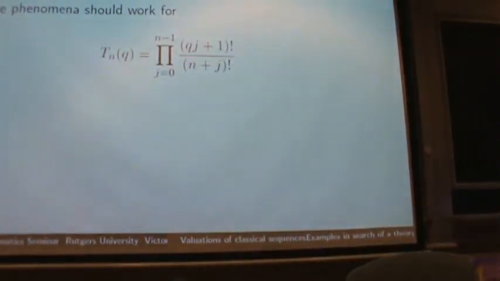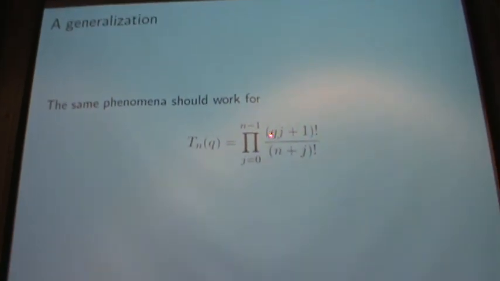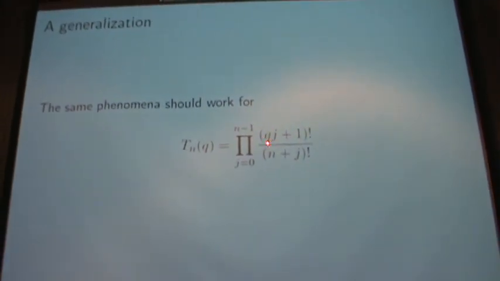The same phenomena should work for this product. The original number has a 3 there. We have done some preliminary work where more or less all the techniques work, but I think the more interesting question for this product is what do they count? So this should count n by n matrices with certain restrictions.